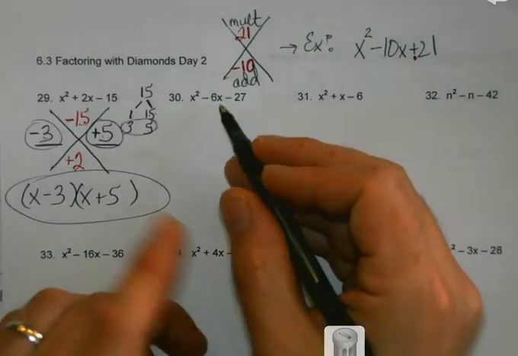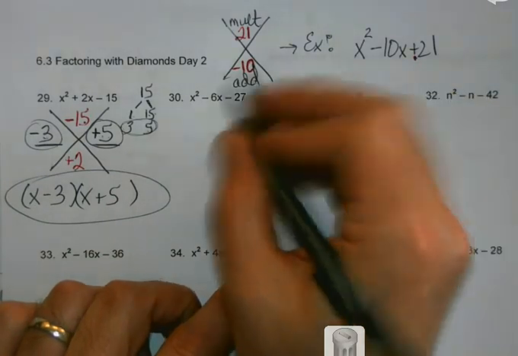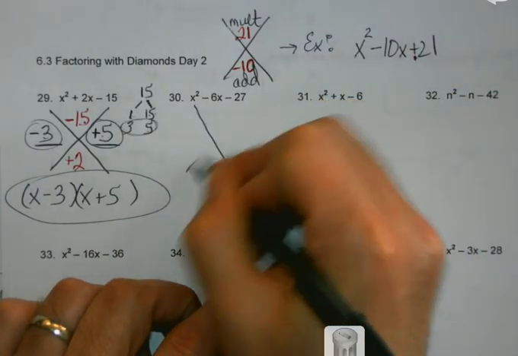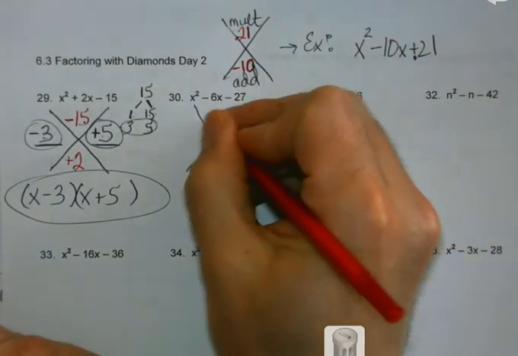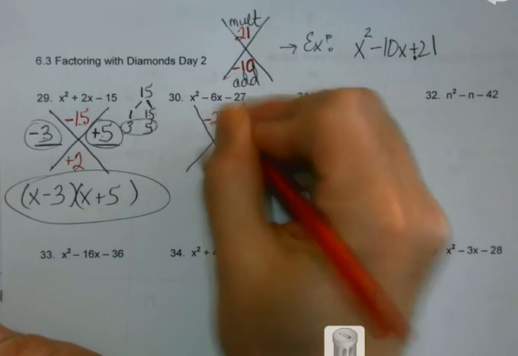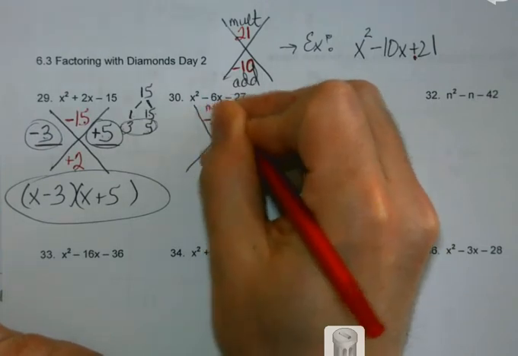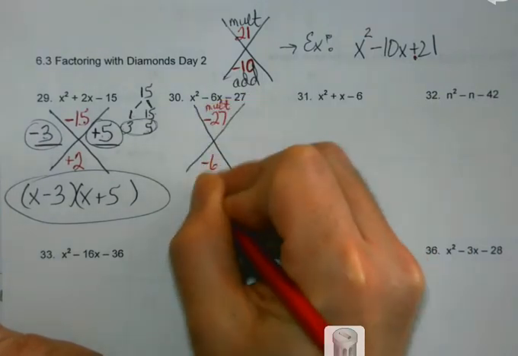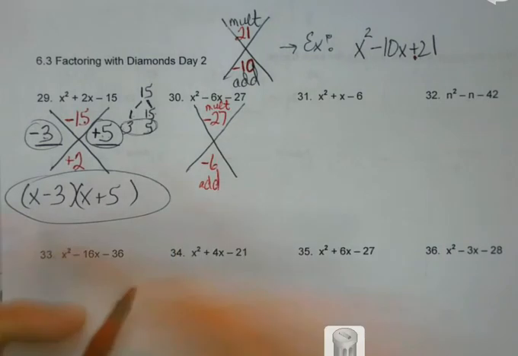So let's say I move to the next one. And again, let's just work on some of the clues that are involved here and see how we can make this work. So I want two numbers that multiply to negative 27 and add up to negative 6.